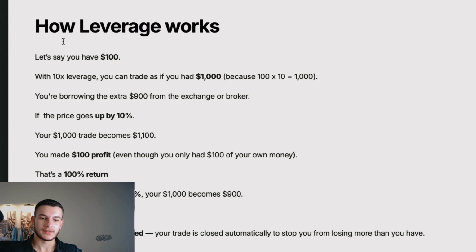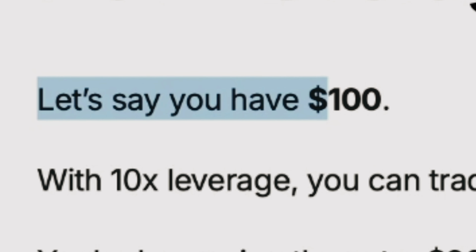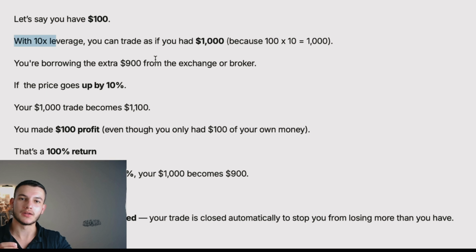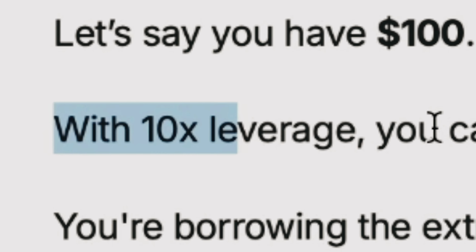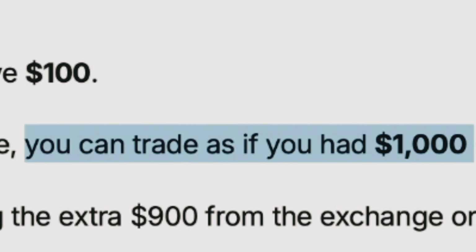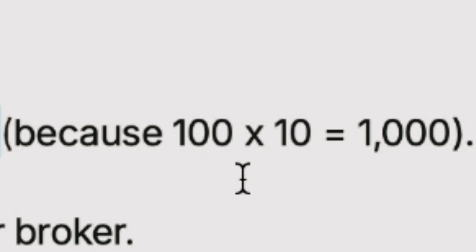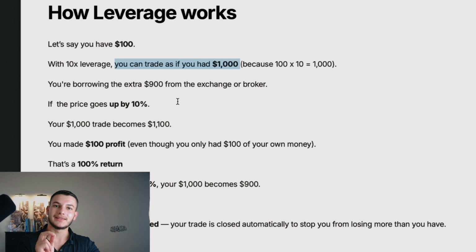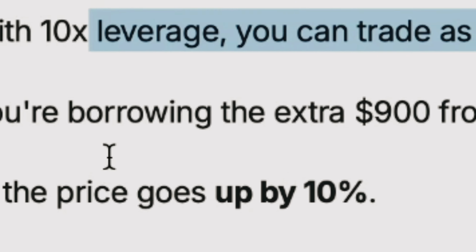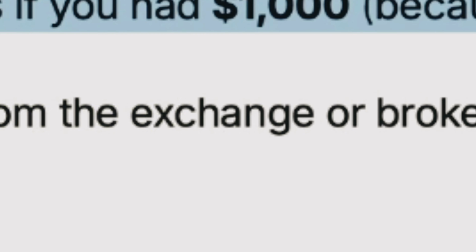How leverage works. Let's say you have $100 to start investing with. You decide to put $100 into a broker firm and you want to start day trading immediately. With 10x leverage, you can trade as if you had $1,000 because 100 times 10 is $1,000. 10 is the leverage size the broker gives you, the opportunity to leverage the money you put in. So, you're borrowing the extra $900 from the exchange or broker in this case.